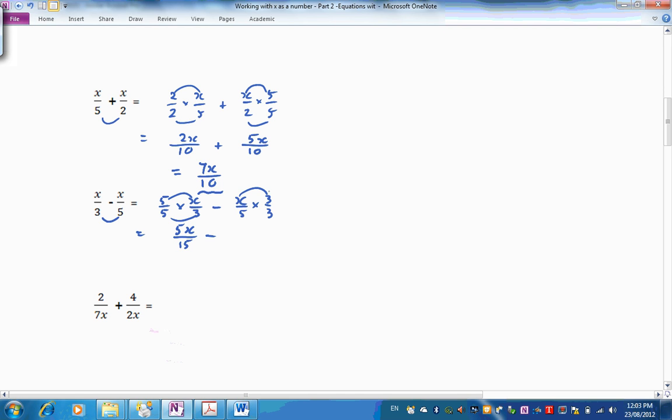Now x times 3, we'll always put the number in front, is 3x over 15, so it's working for us. We have got the common denominator, and we've got 5x fifteenths. Take 3x fifteenths, that would be 2x fifteenths that we'd have left.